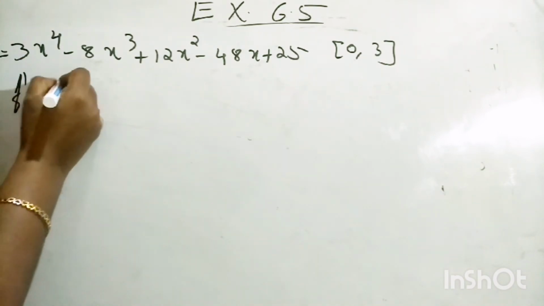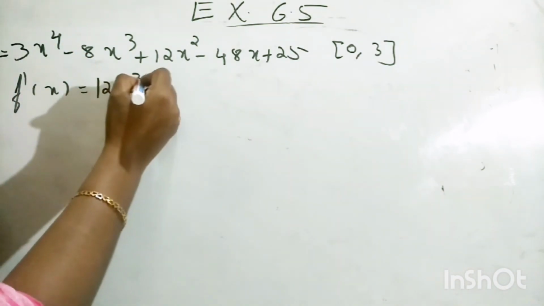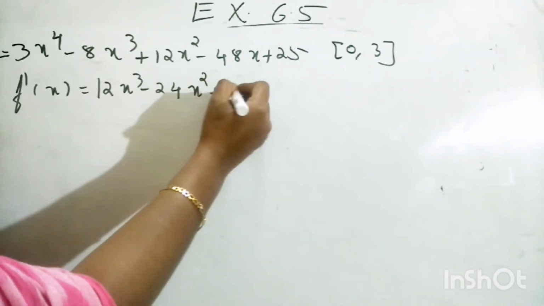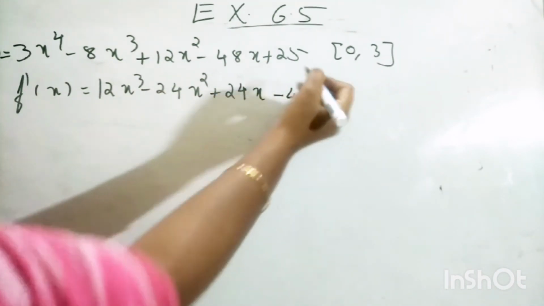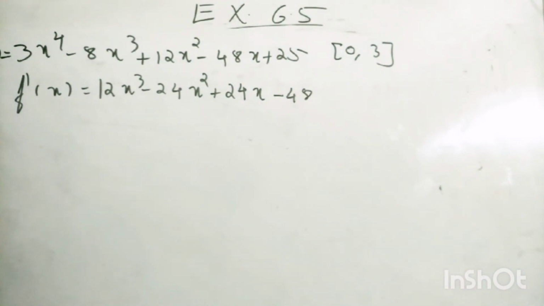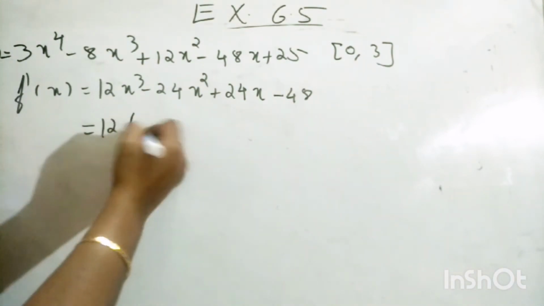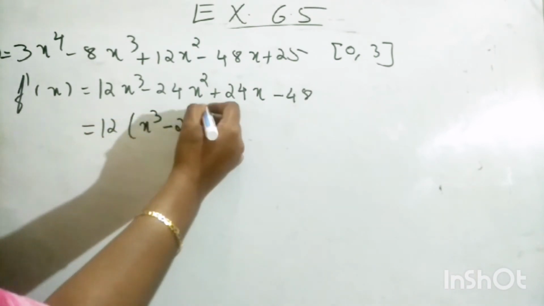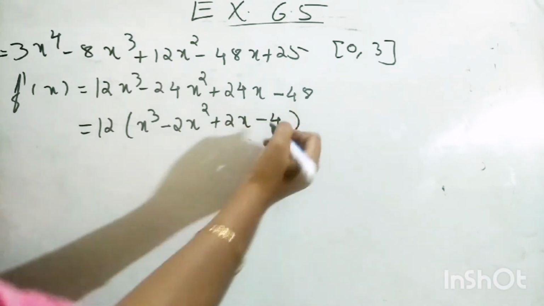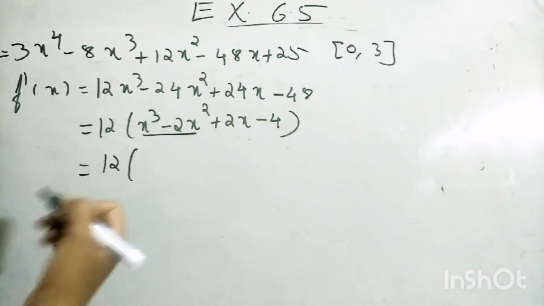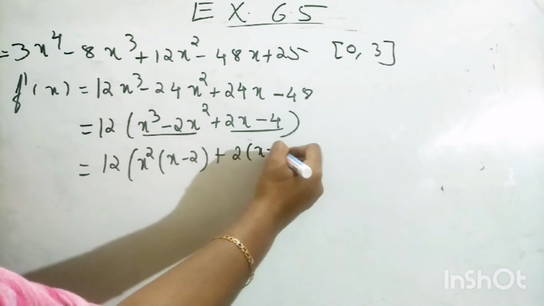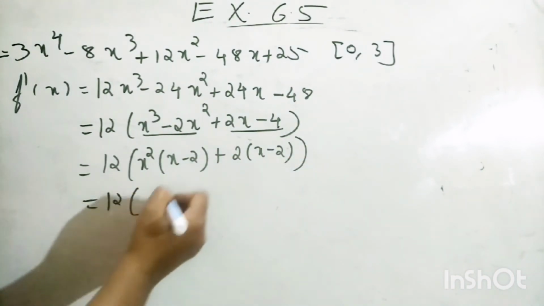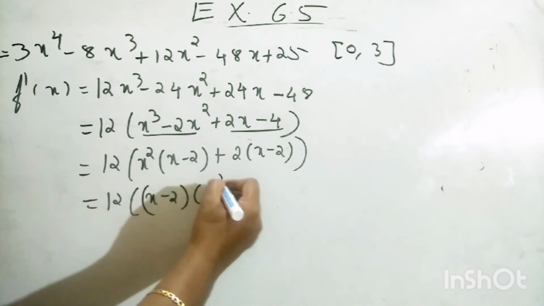Then f dash of x we will get as 12x cube minus 24x square plus 24x minus 48. 12 is common, just take it outside, then that becomes x cube minus 2x square plus 2x minus 4. This is equal to 12 into, from the first two terms we can take x square outside, that becomes x minus 2, plus just take 2 outside from the other two terms, that is 2 into x minus 2. Now just look at that, x minus 2 is common, so we will get x minus 2 into x square plus 2.